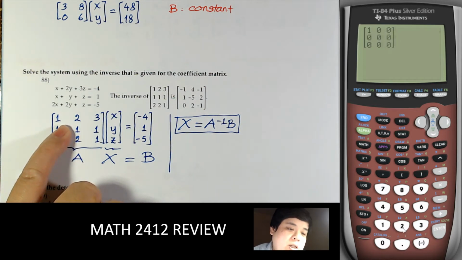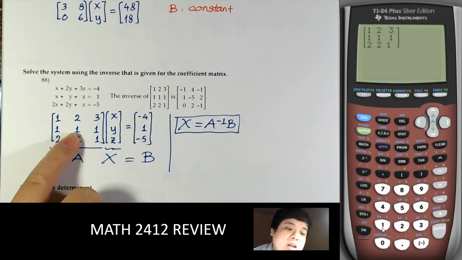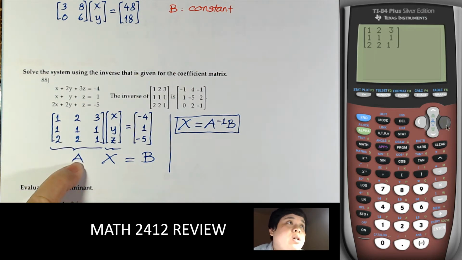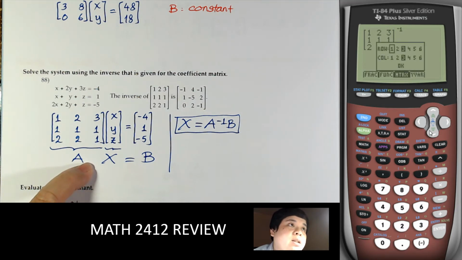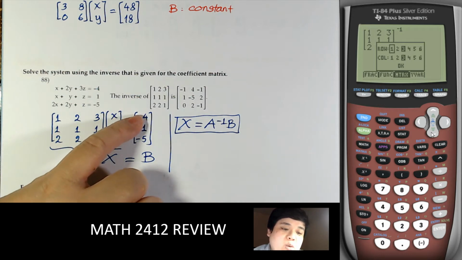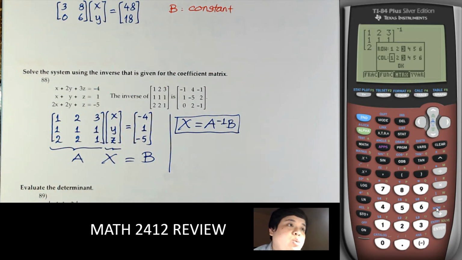One, 2, 3, 1, 1, 1, 2, 2, 1. So that is matrix A. Now we're just going to do the inverse. And then alpha zoom again. The second matrix is 3 rows, 1 column, 3 by 1.